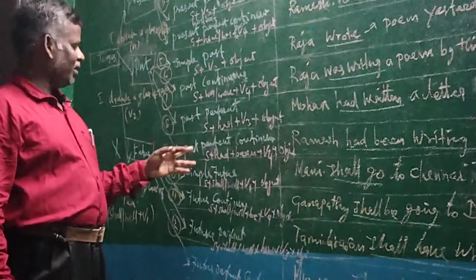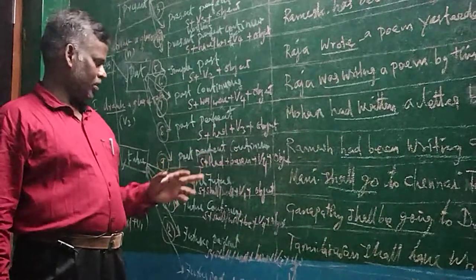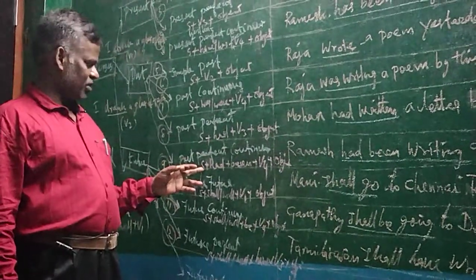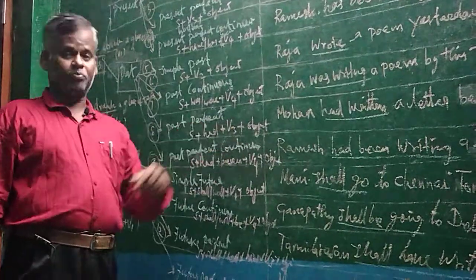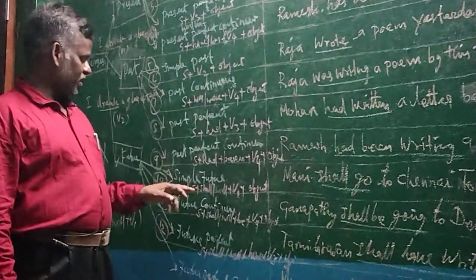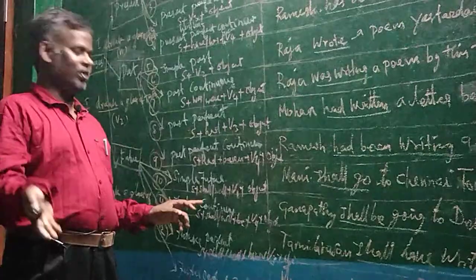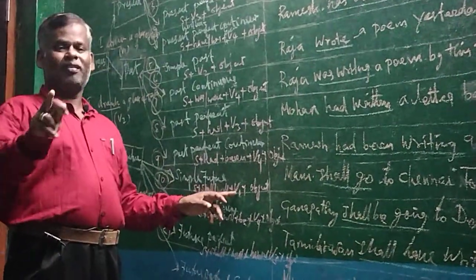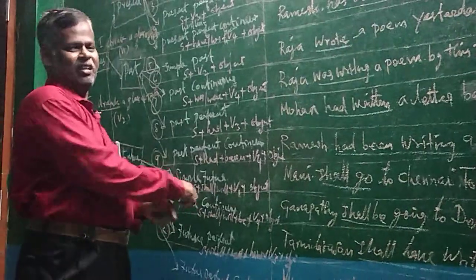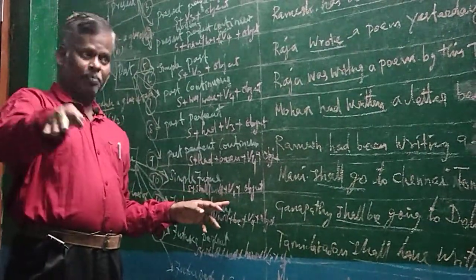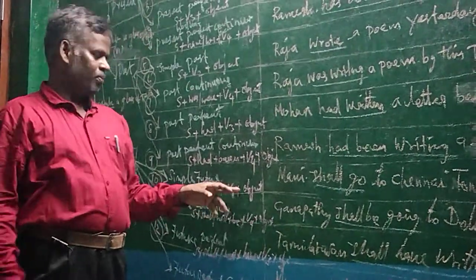Like this, the past perfect continuous tense: subject plus had plus been plus V4 plus object. Like that, the simple future means subject plus shall or will plus V1. As already told, we place V1 and should not add S or ES; that is only applicable to the third person singular. Plus object.